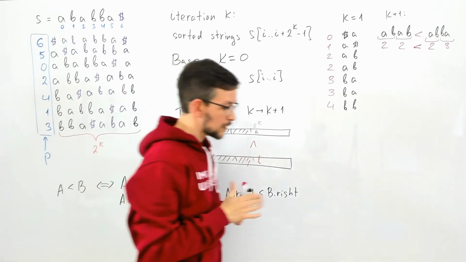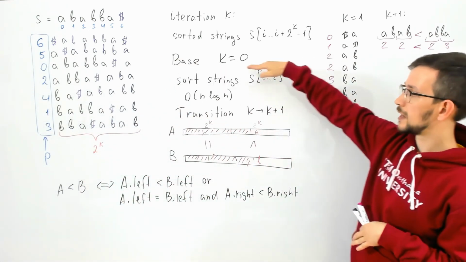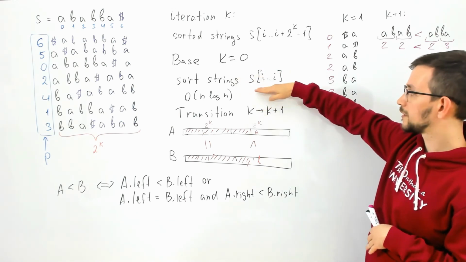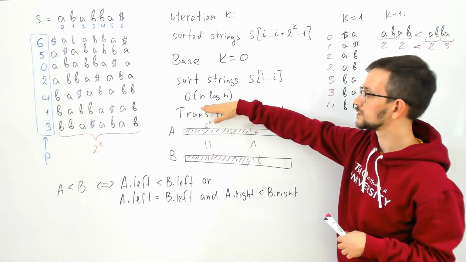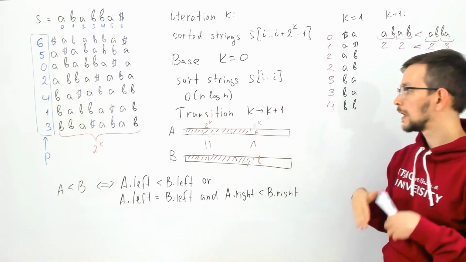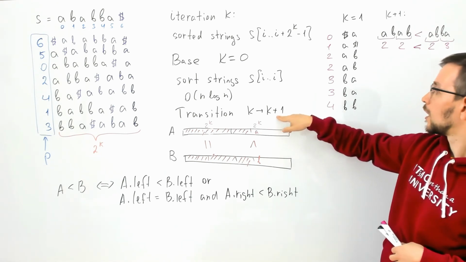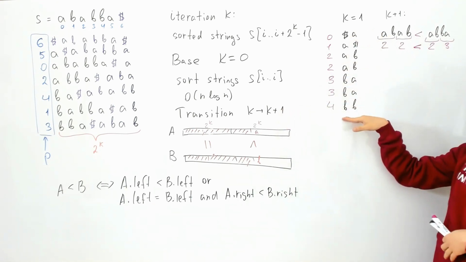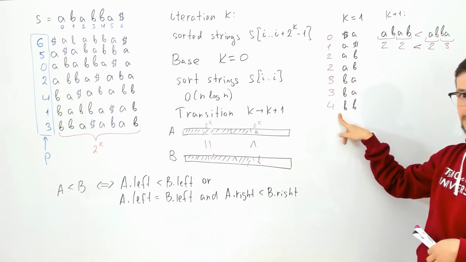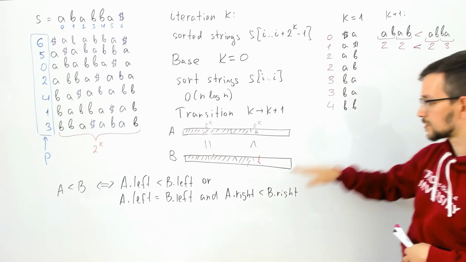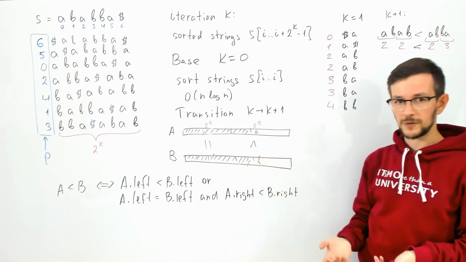That's basically all. So the whole algorithm works like this. We start at phase k equal to 0. We take these strings and use any sorting algorithm to sort the strings in n log n time. Now, to make the transition from k to k+1, we take the array of strings from the previous iteration, build these equivalence classes, and then use this comparator to sort the strings of length 2^(k+1).